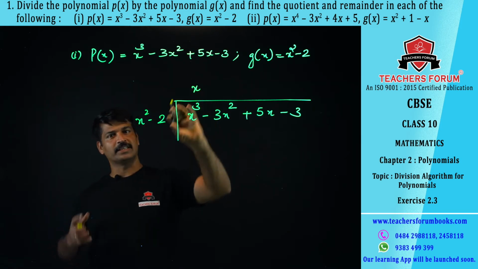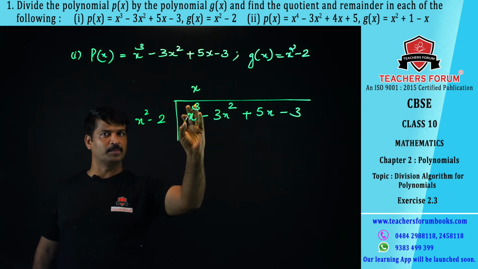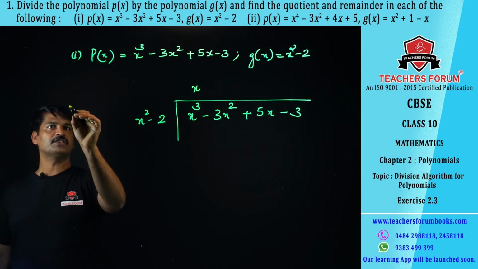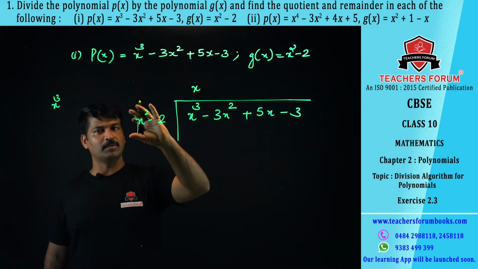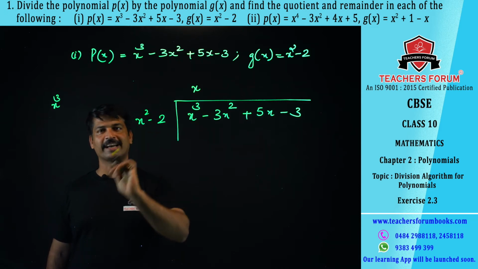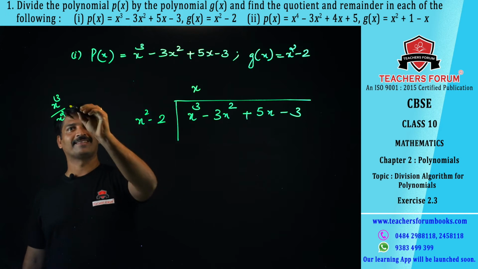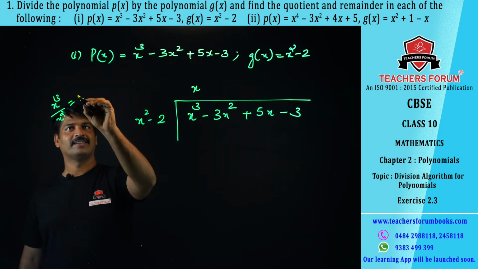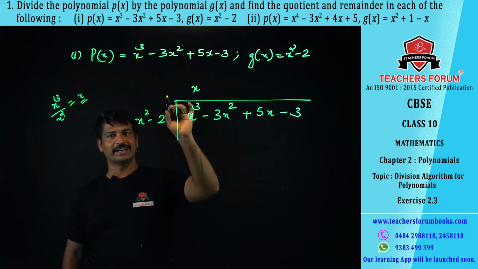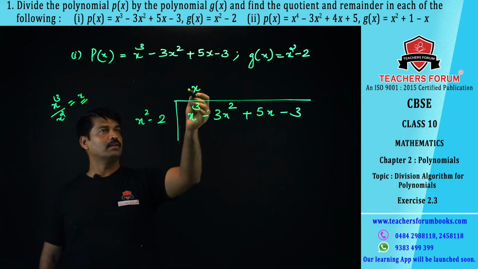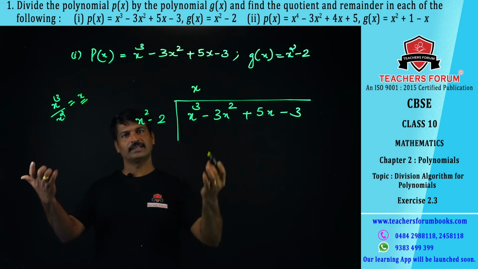Or to find this term, just take the first term of the given polynomial p of x. What is the first term? The first term is x cube. What is the first term of g of x? x square. You just divide x cube by x square. What is x cube by x square? x. So that term you have to write there. That is how you get x. Or you can go for x square into x is equal to x cube. In either way you can do it.